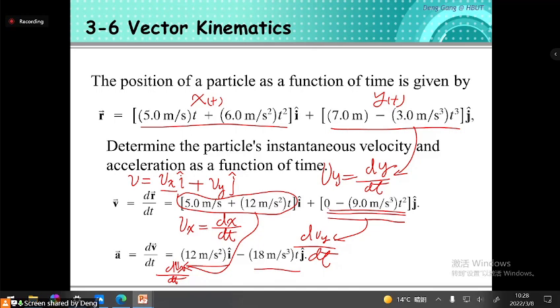So that means vector kinematics, or kinematics in 2 dimensions. We just resolve it into components and change these kinds of problems into several problems in 1 dimension.